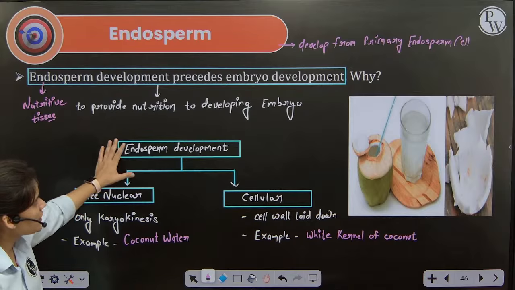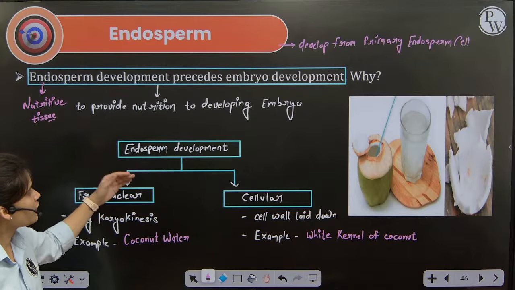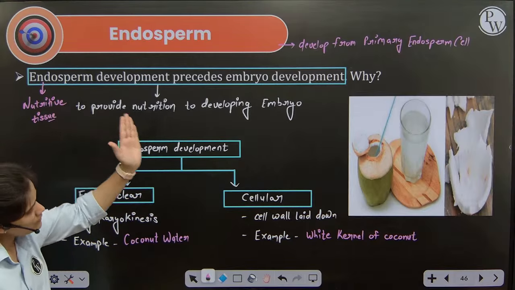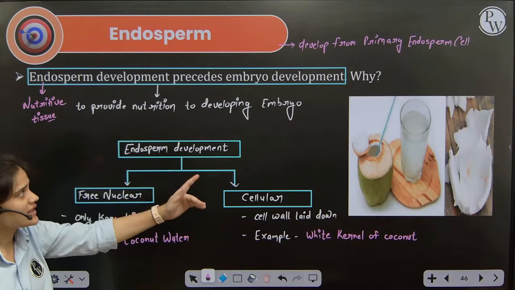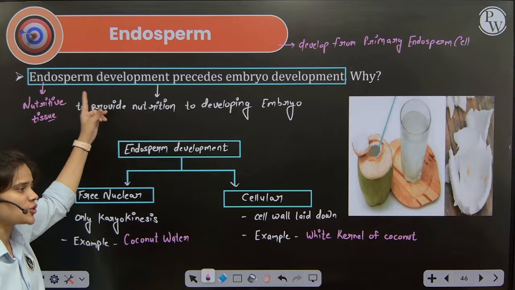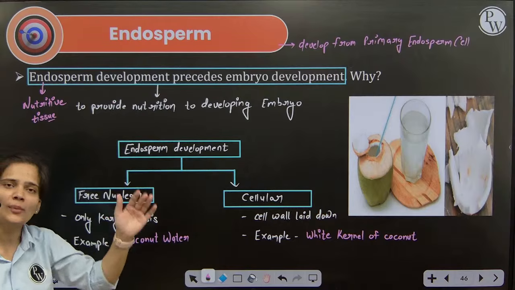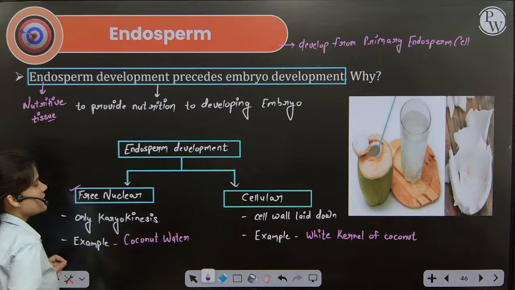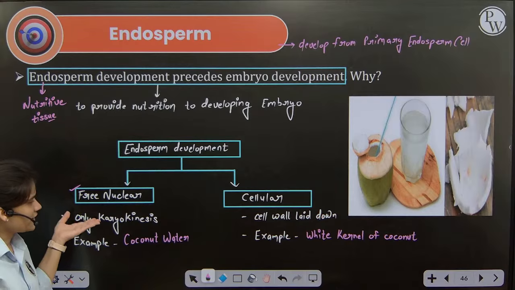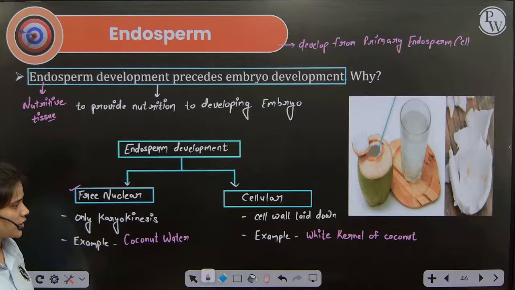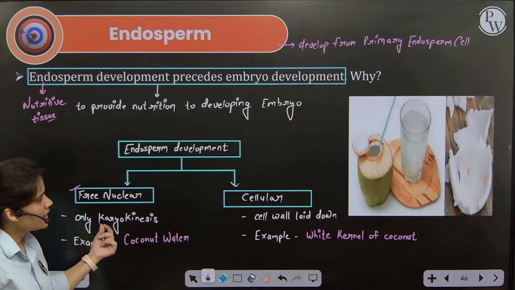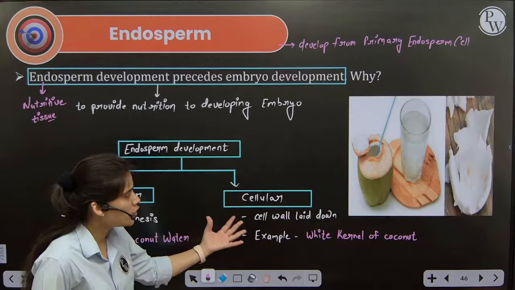So this endosperm development can be free nuclear or cellular. That primary endosperm cell mitotically divides and gives rise to endosperm, that is nutritive tissue which is going to provide nutrition to the developing embryos. Free nuclear means cytokinesis does not immediately follow karyokinesis. Karyokinesis is not followed by cytokinesis. Only karyokinesis takes place, and it can be cellular when cell wall is laid down.